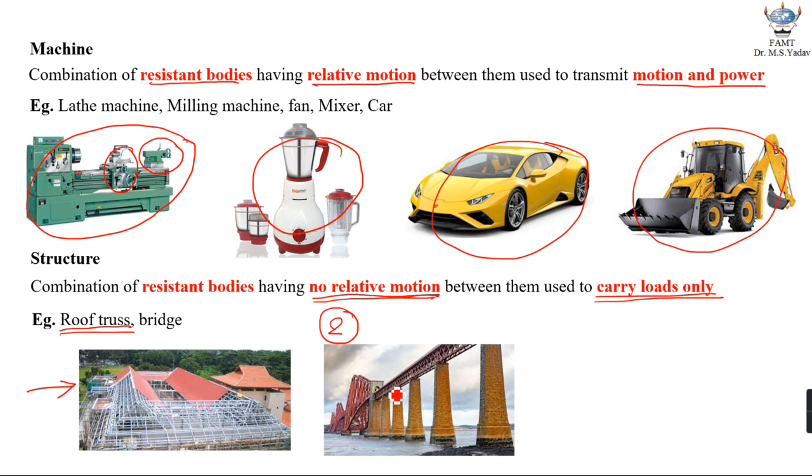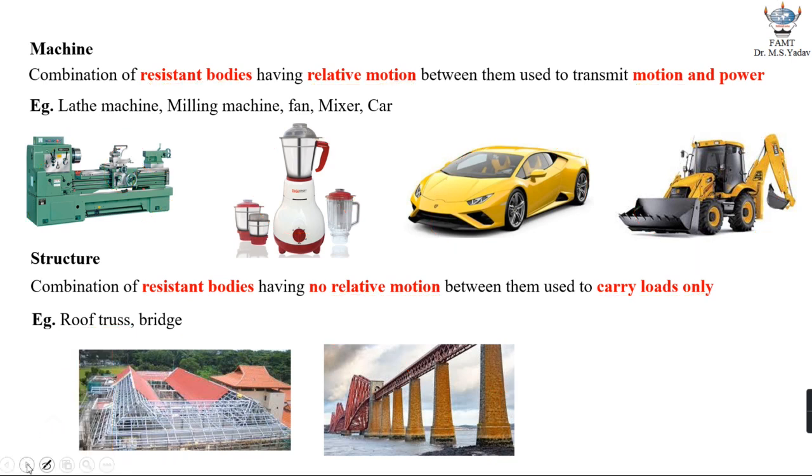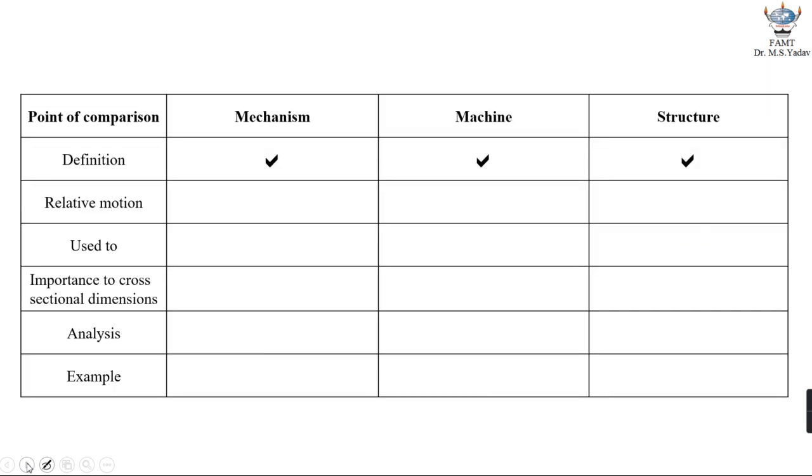The second practical example for this one is the bridge. Once again, a bridge consists of a number of resistant bodies, for example columns, beams and so on. However, there is no relative motion possible between these resistant bodies, and once again the sole purpose of a bridge is to carry loads only. Now let us try to discuss the difference between the machine, the mechanism and the structure.